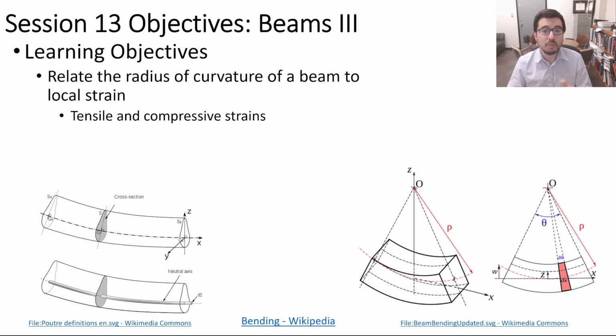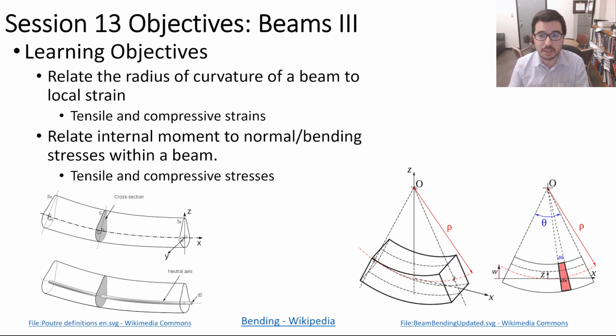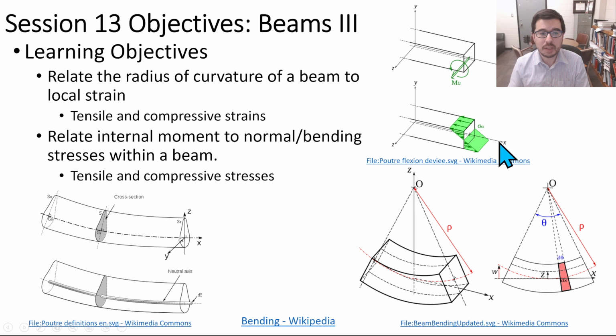We will also be able to relate the internal moment to normal or bending stresses within a beam. So these could be tensile or compressive stresses, as shown here, where we have a bending moment being applied, and above what we'll call a neutral surface or neutral axis, you see that we have compression. So the beam is getting compressed, and below it's in tension.